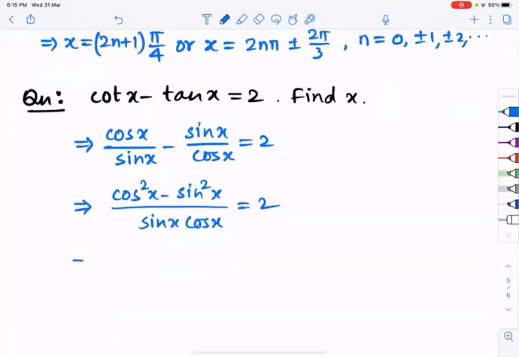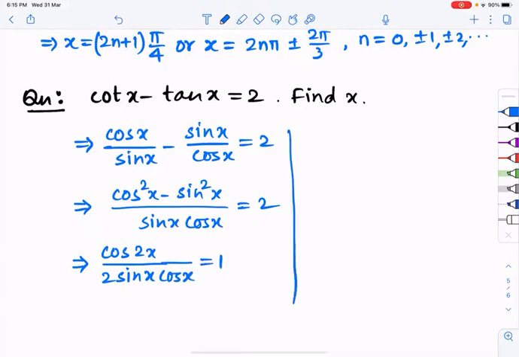Now cos square x minus sin square x is nothing but cos 2x. I can write cos 2x by 2 sin x cos x. What is 2 sin x cos x? That is sin 2x, and right hand side becomes 1. That means I am getting cos 2x divided by sin 2x equal to 1.